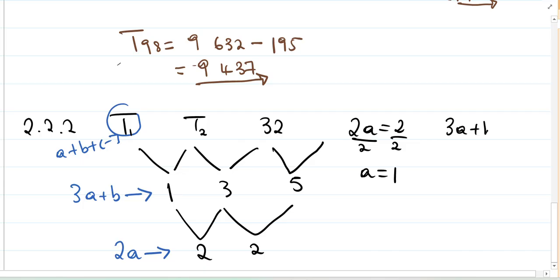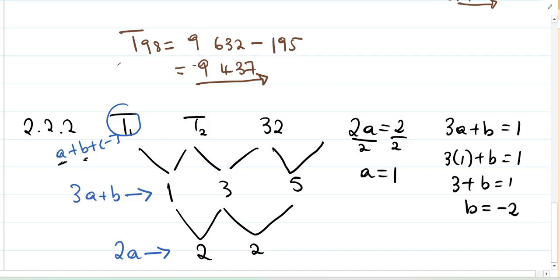3a plus b is equivalent to 1. We solve for b. We are going to have 3 into 1 plus b is equal to 1. This is 3 plus b is equal to 1, meaning that the value of b is 1 minus 3, which is negative 2. Now we need to find the value of c. We have a and b, but with a plus b plus c we have two unknowns in this case, so this one won't really work.